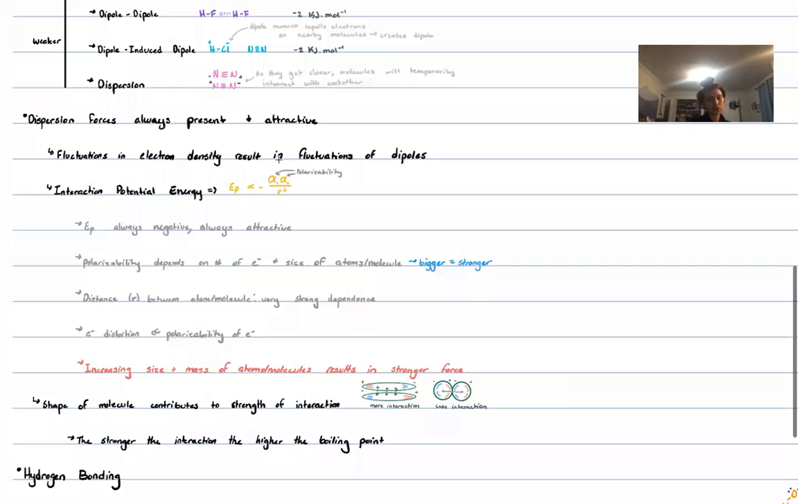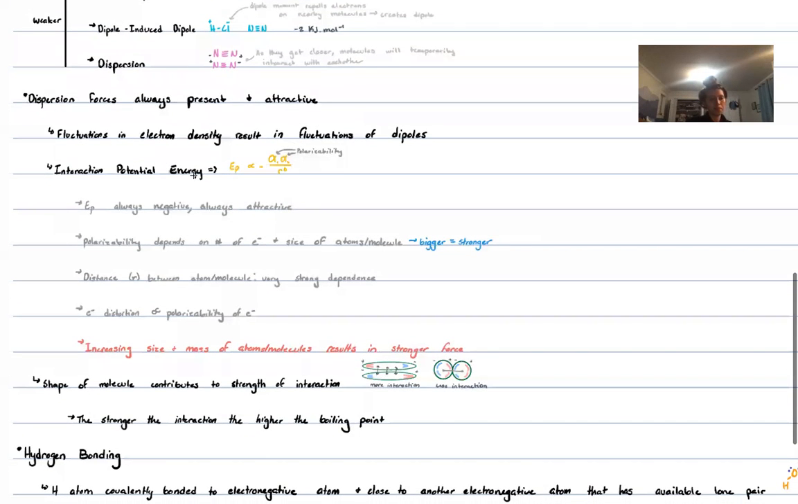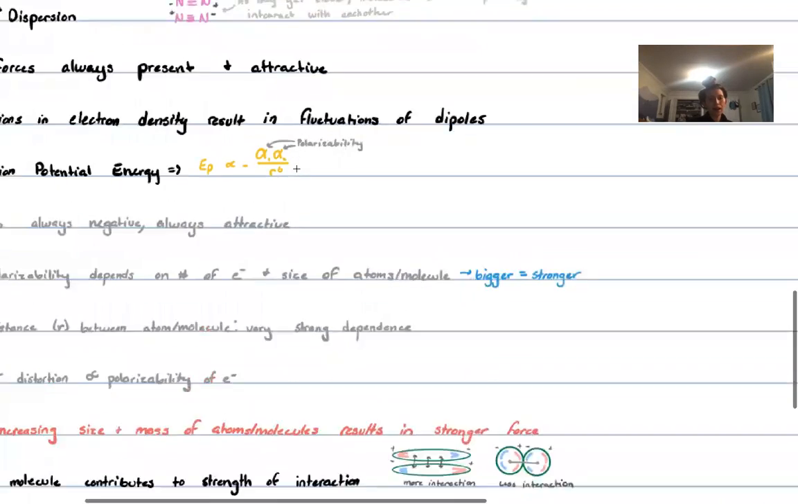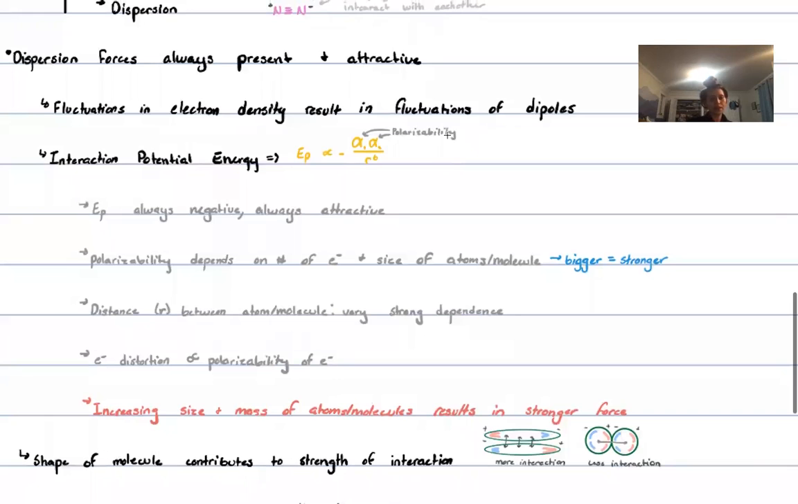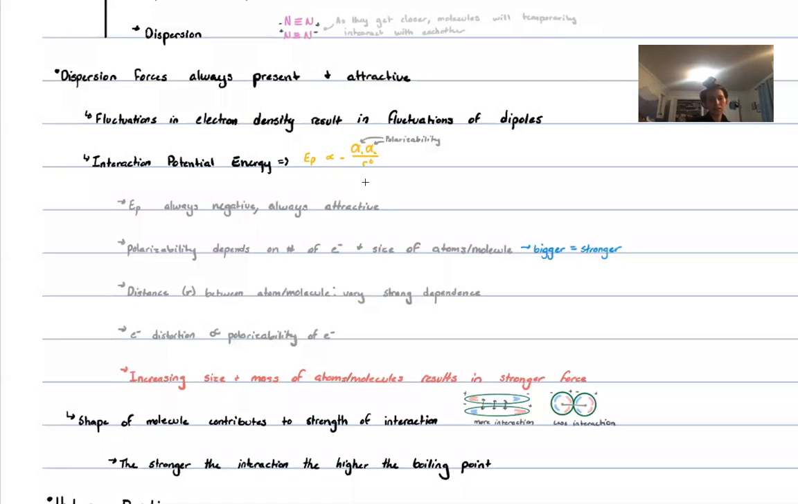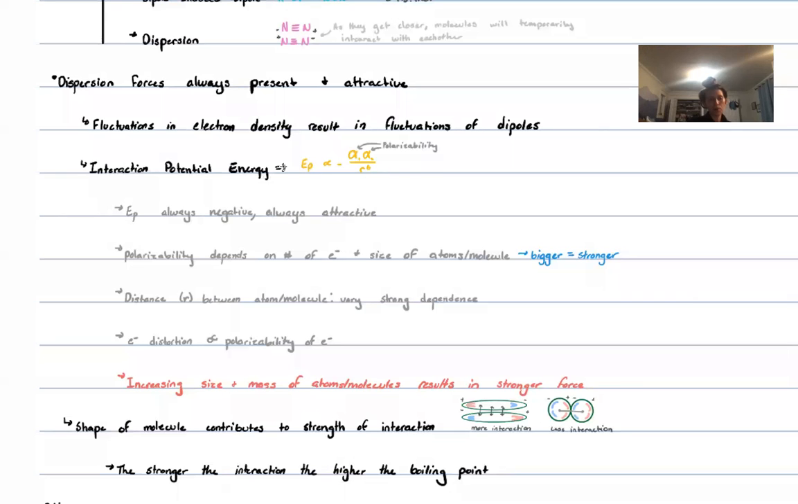Again, dispersion is just a fluctuation in the electron cloud density. And then this was either in the textbook or in his lecture, but it was talking about the polarizability of atoms as the interaction potential energy. So it's just the polarizability of both atoms divided by the distance between them. I don't think we ever did very much with that, but if you want to know about it, the polarizability depends on the size of the atom and the number of electrons that are actually in it.